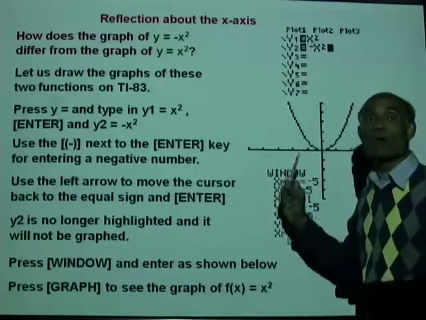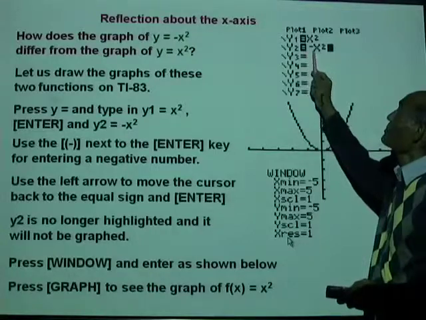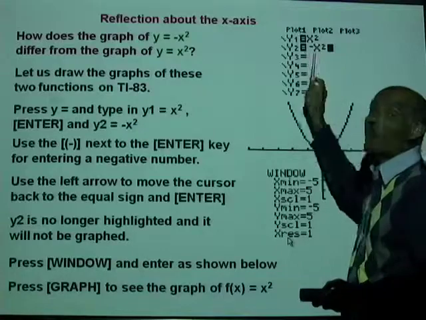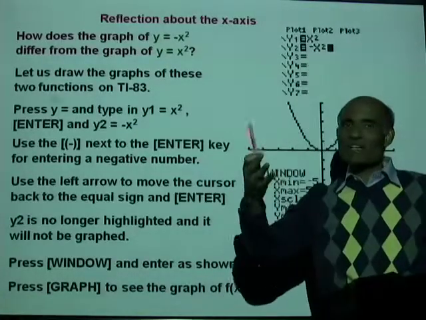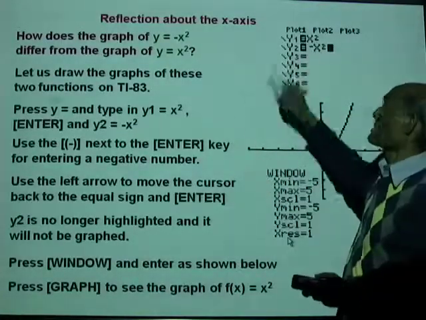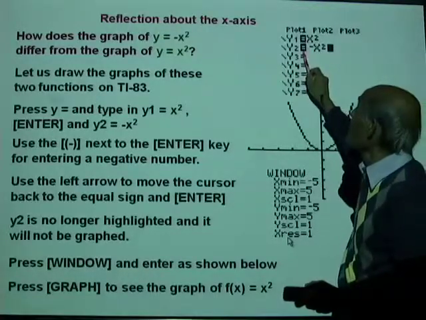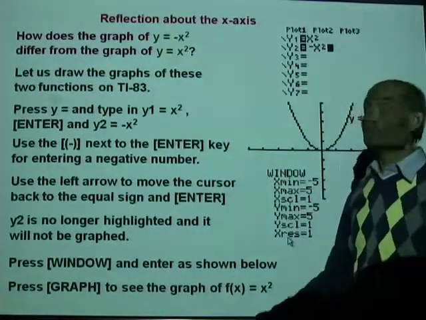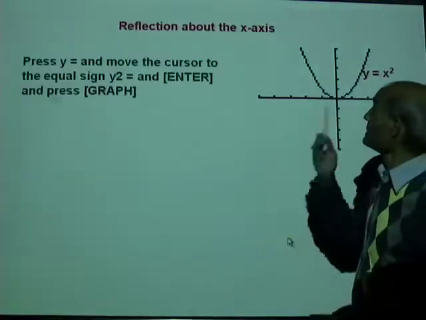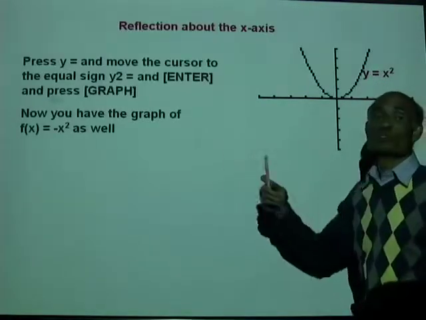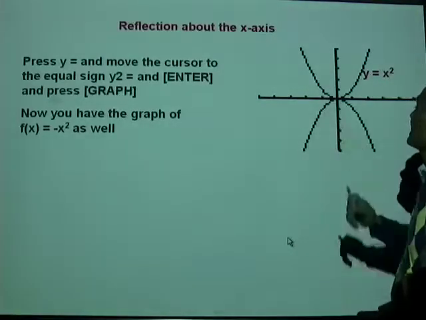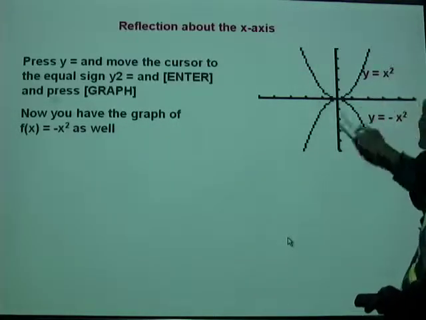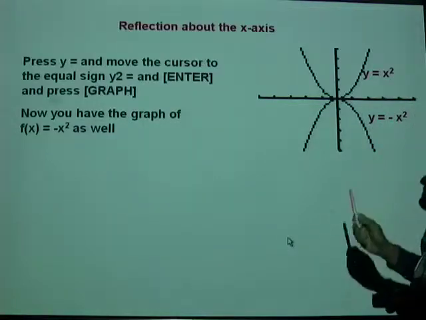Okay, let's now graph the y equal to negative x squared on the same screen. That means we will now select y2. Now how do you select y2? Press y equal to, take the cursor down and keep it at the equal sign and press enter. That's right. And you can now draw the graph of y equal to negative x squared. Look at that. y equal to x squared, y equal to negative x squared.